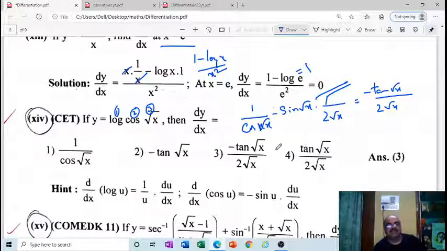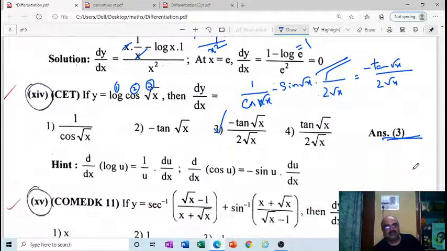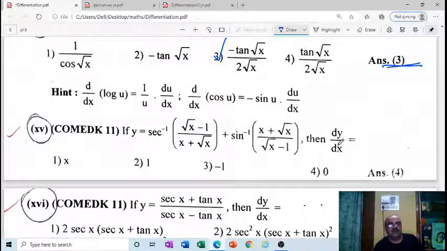So close third and fourth options, you see, friends. You will see tan root x by 2 root x. The fourth one goes with exactly the same, but there is one minus. So you should not miss this. That is the reason the third one is the answer. Chain rule is applied over there, and through that you get that answer.